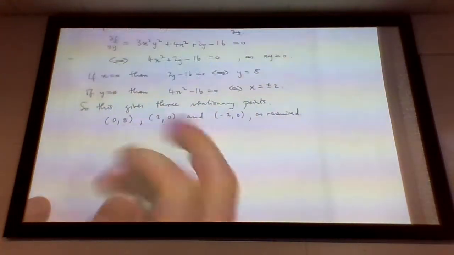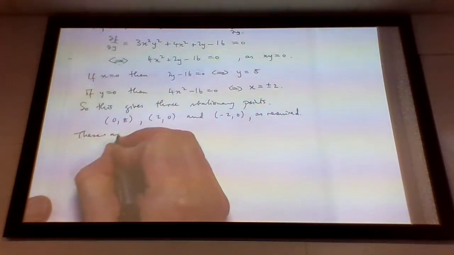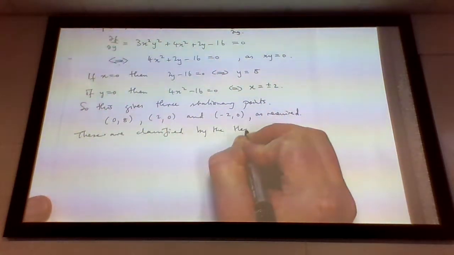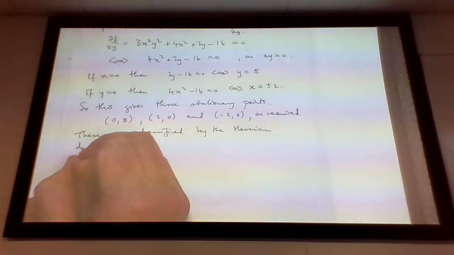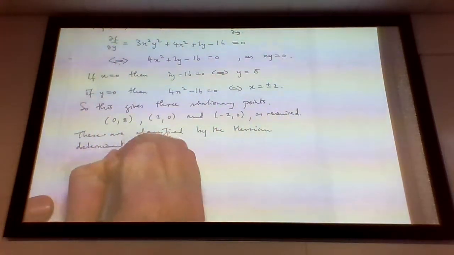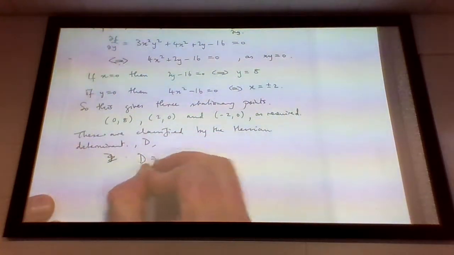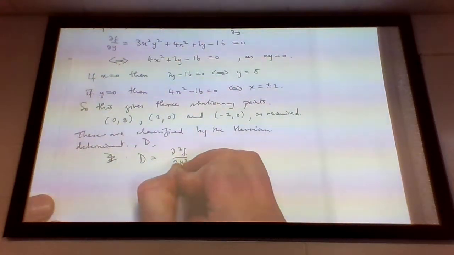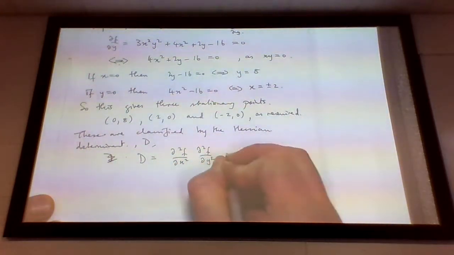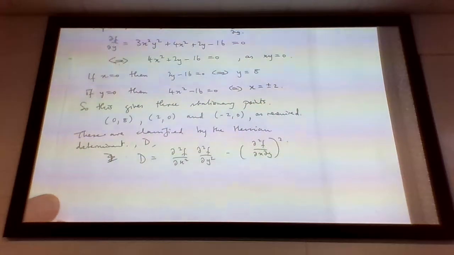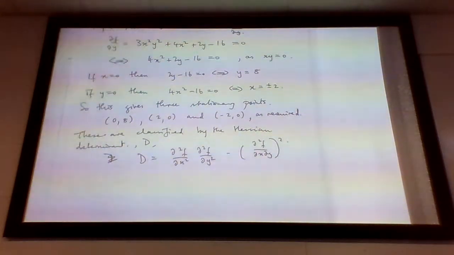So, and these are classified by the Hessian determinant. I'm familiar with that from the coursework. But if I was answering this in an exam, I'd just call it D, get the formula for it. So it's the product of the 2 second-order partial derivatives minus the square of the mixed second-order partial derivative. Now these 3 partial derivatives we've helpfully already evaluated. They're further up our page.